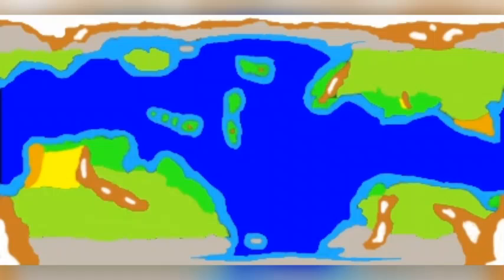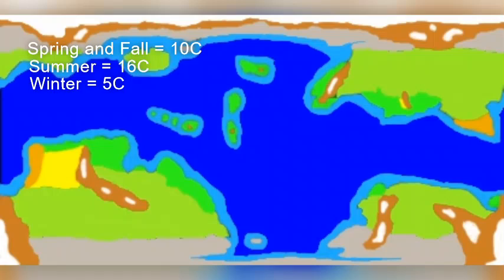But it's a lot warmer now, with a planetary average of 10 degrees Celsius in the spring and fall, 16 degrees in the summer, 5 degrees in the winter, once again with wide temperature swings due to the binary star system.